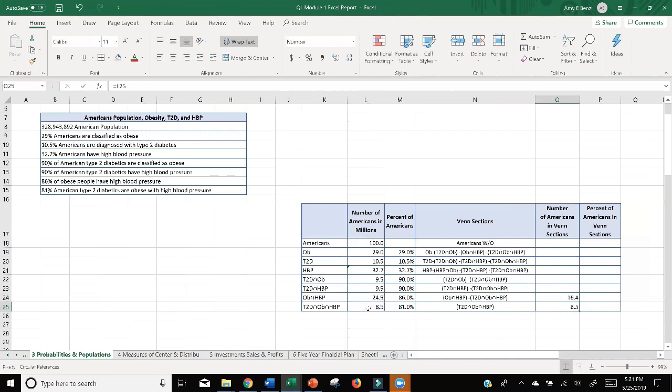All right, now we have the number of people with type 2 diabetes and high blood pressure minus the number of people who had all 3. All right, we have the number of people with type 2 diabetes and obesity minus, again, the number of people who had all 3.